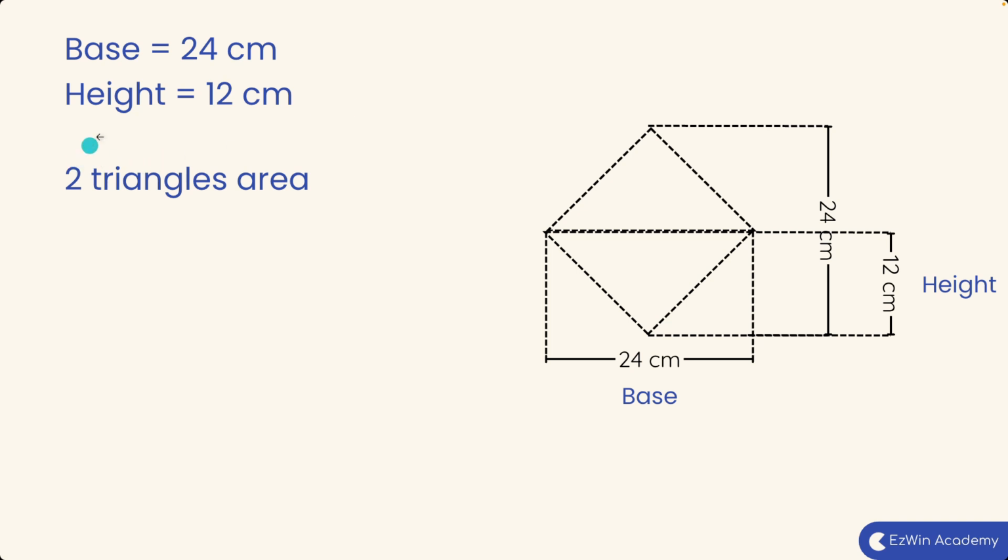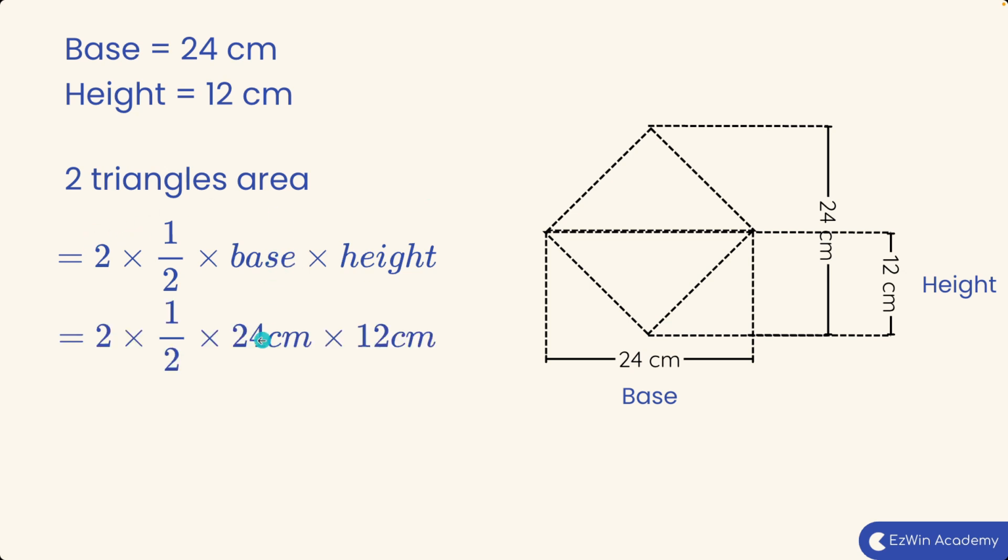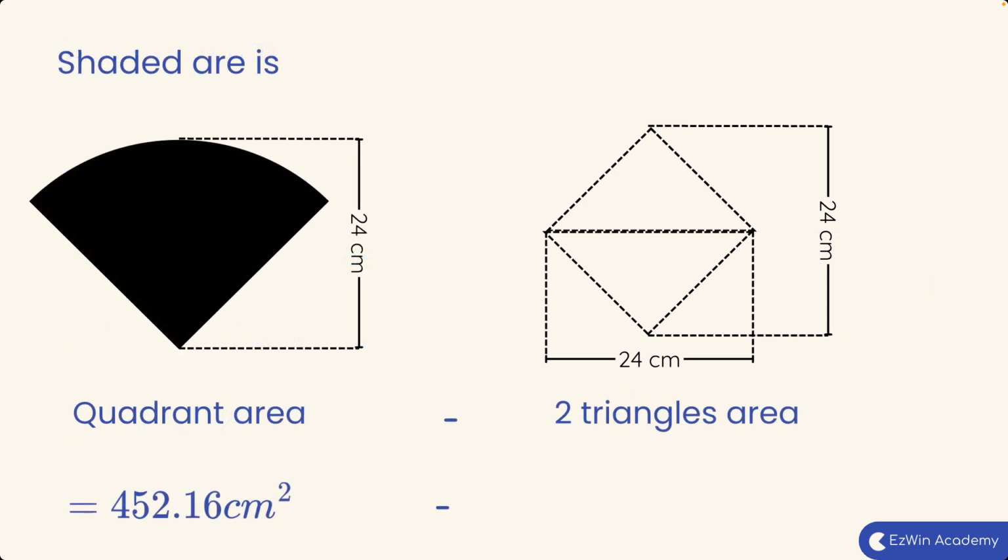Now with that, we can calculate the two triangles, which is 2 times half times base times height. One triangle is 1 out of 2, or half, times base times height. Two triangles is 2 times half times base times height. Since the base is 24 centimeters and the height is 12 centimeters, we put in the numbers. And 2 times half is equal to 1, so these cancel each other out. We are just left with 24 centimeters times 12 centimeters, which gives us 288 centimeters square. So now we know the two triangles' area, which is 288 centimeters square.